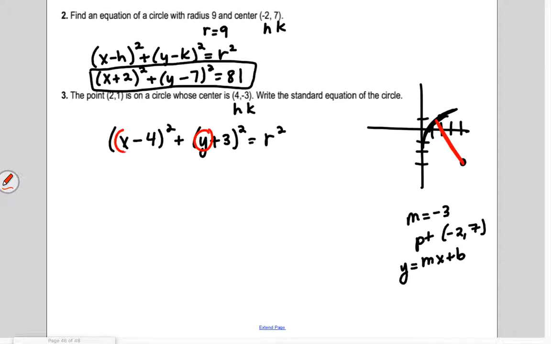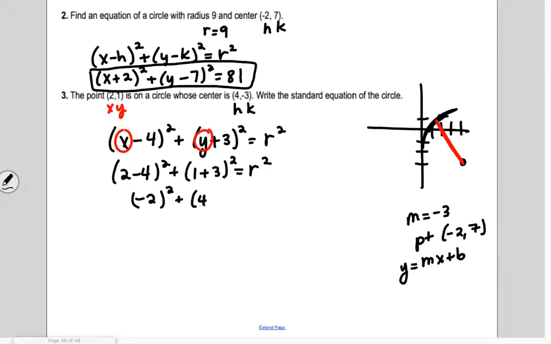So we're going to plug in for x and y just for a sec, temporarily. So we're going to plug in 2 for x and 1 for y. So I get negative 2 squared plus 4 squared equals r squared. So I have 4 plus 16 equals r squared. So r squared is 20. And I'm going to be sneaky because I've done this many, many times. You get in the groove and you're like, oh, what's r equal to? r is going to be 2 root 5.